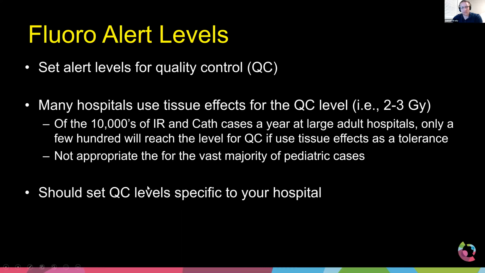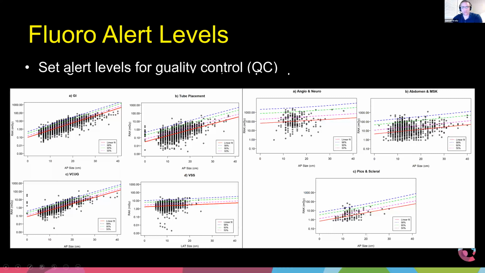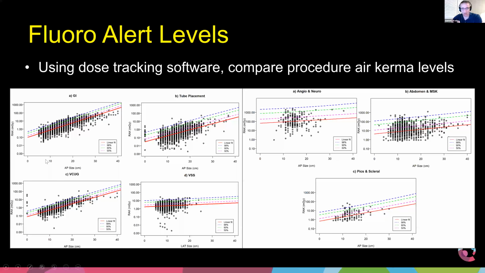So we need to set quality control levels that are specific to your hospital and that are reasonable for the procedure. I'm going to share how we did it at our hospital. We created a mathematical model so that you could implement it at your hospital if you were interested. It's something that we're publishing, hopefully it'll be finished publication real soon. What we basically did is we looked at all of our procedures, GI placement, tube placement, VCUGs, et cetera.